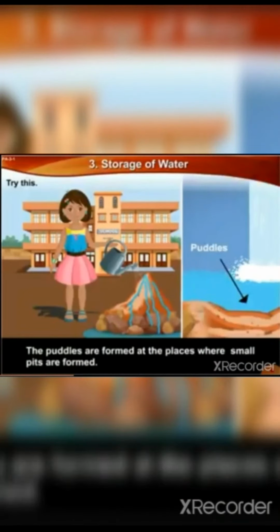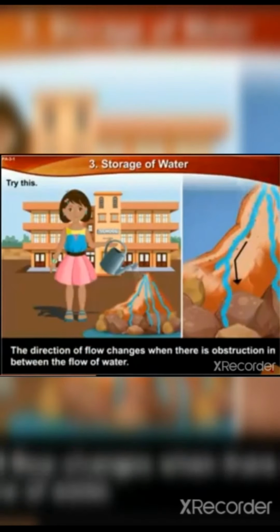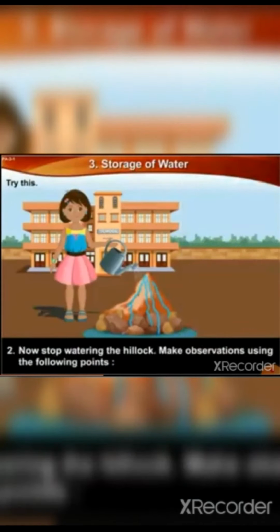Where do puddles form? The puddles are formed at the places where small pits are formed. When does the direction of flow change? The direction of flow changes when there is an obstruction in between the flow of water. Now stop watering the hillock. Make observations using the following points.